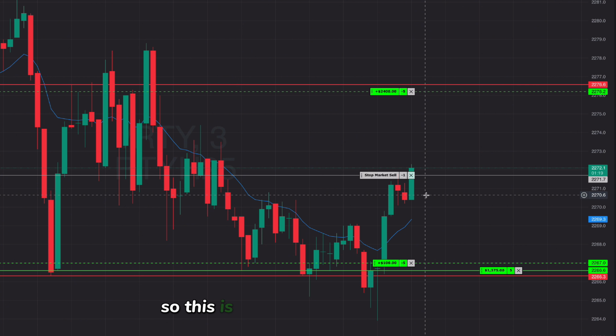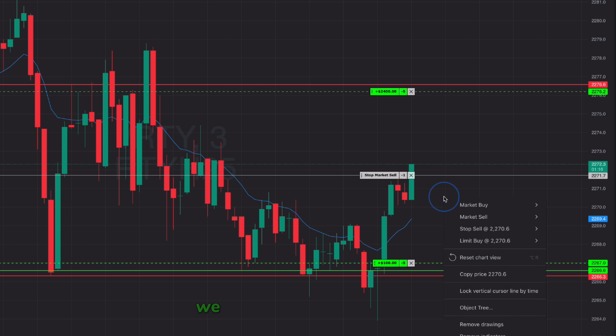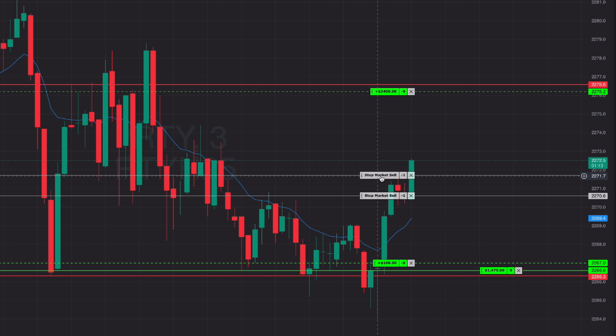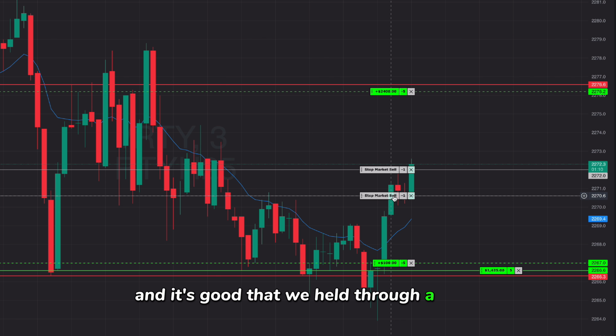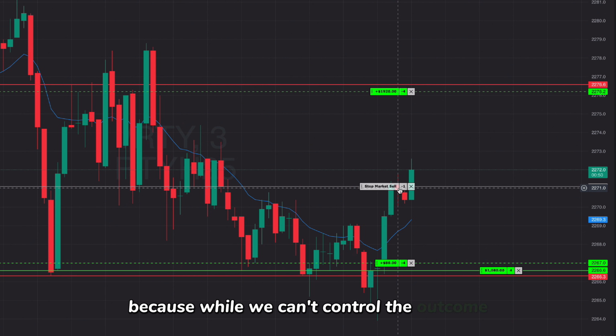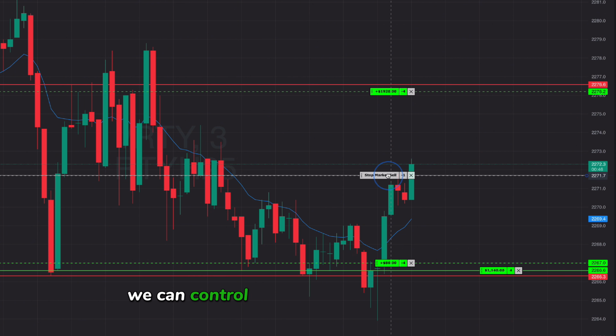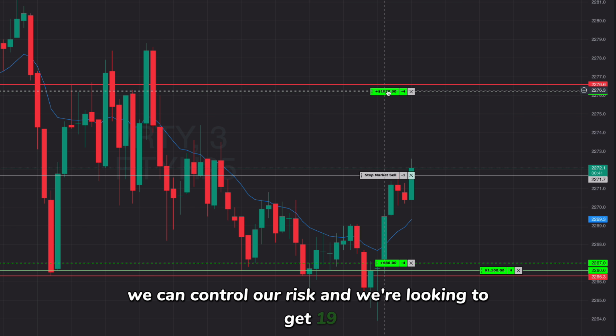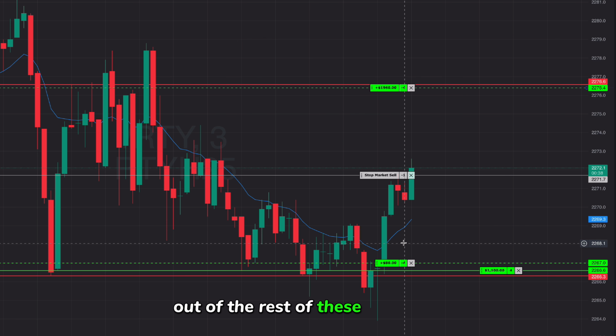So this is going against the blue line. We want to set our stops in, and it's good that we held through a little bit of it. Remember, you want to win slow and lose fast. That means if you're in a bad trade, bad setup, get out of it. When you're in a good trade, hold that thing as long as possible because, while we can't control the outcome, we can control our risk, and we're looking to get 1900 out of the rest of these contracts.